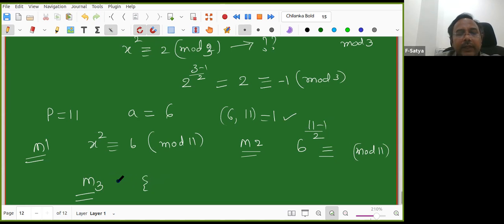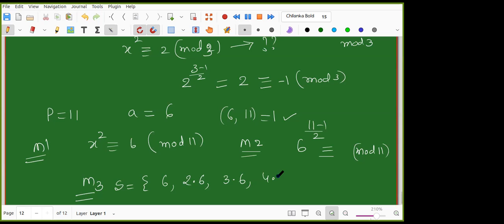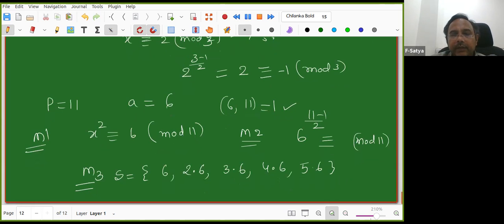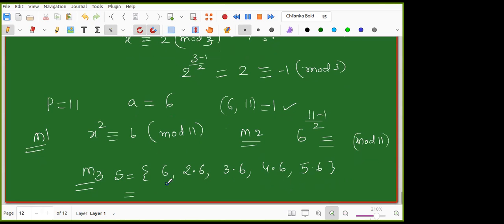I have to take a set S. What does the set S contain? 6, 2 into 6, 3 into 6. Does 4 into 6 also come? Yes, 4 into 6 also comes, because (11 minus 1) by 2 is 5. So 5 into 6 also will come. Correct or not? Yes, sir.